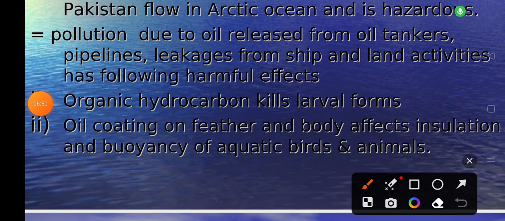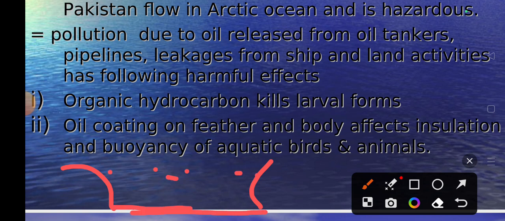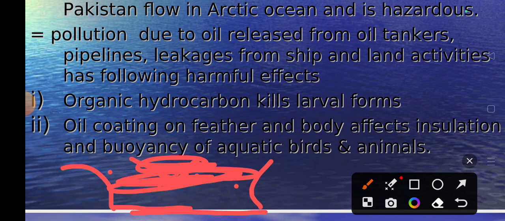because we are importing oil from other countries also. Suppose this is the ocean and a ship is coming. If any leakage happens from the ship, the oil spreads over the ocean. By this oil release, from oil tankers, pipelines or any leakage from ship activities, harmful effects happen. Organic hydrocarbons kill the larvae of animals or fishes or anything present in the water; they get killed by this organic effluent.